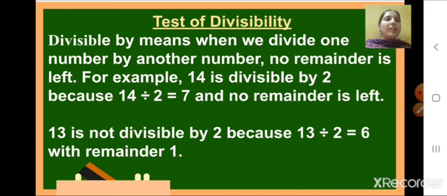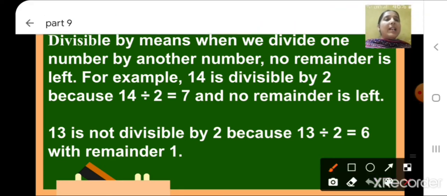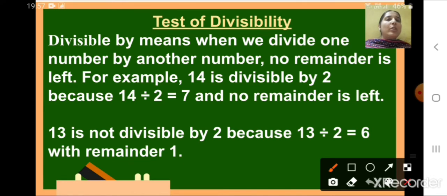For example, 14 is divisible by 2. Why do we say that 14 is divisible by 2? If you see, when we divide 14 by 2, we get 7. Isn't it? 2 sevens are 14. So we get 7 and no remainder is left. We don't get any remainder here. So in this case, we can say that 14 is divisible by 2.